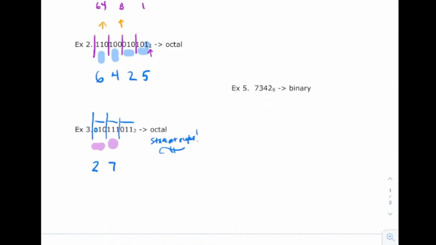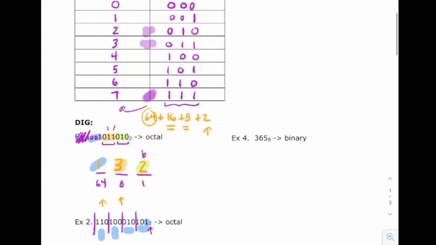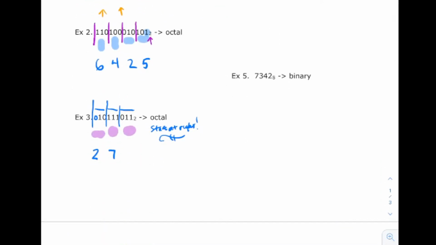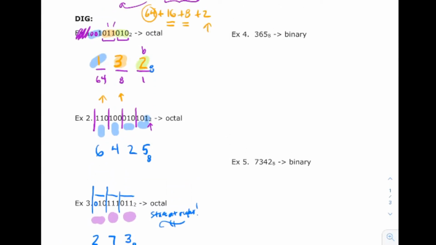And then we go like this. 0, 1, 1. Come back up to here. A 0, 1, 1. That's a 3. So this is a 3 right here. And there's your octal. You can put a little 8 on there if you want to be official.